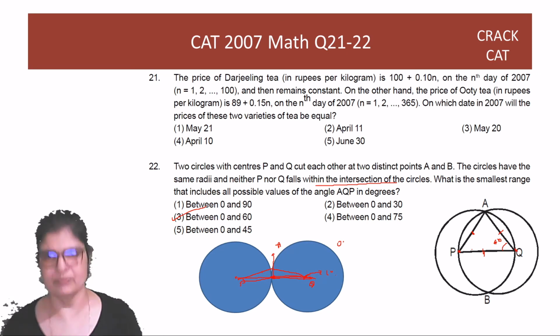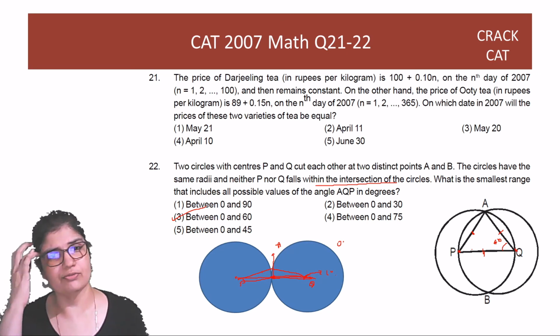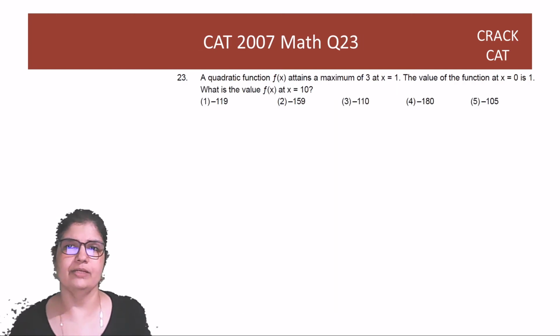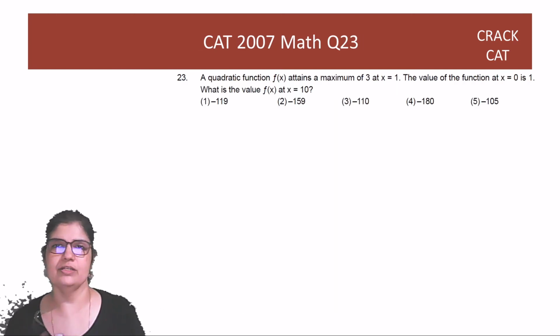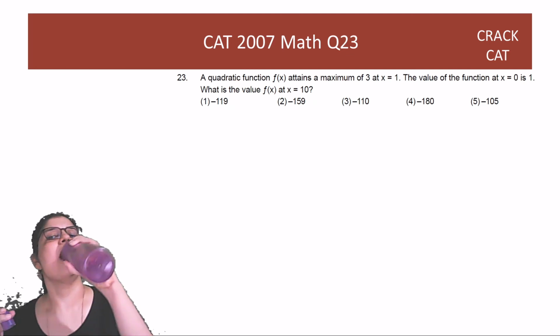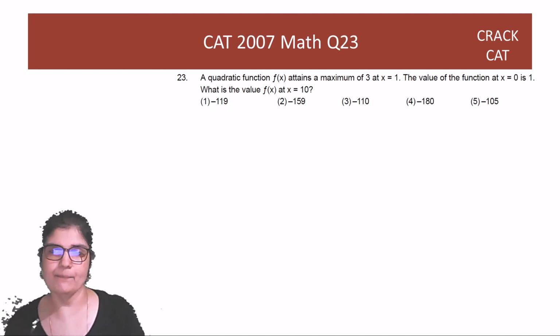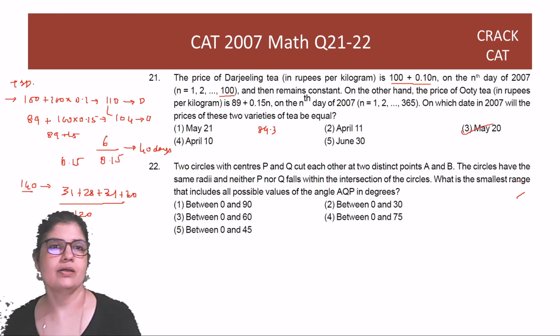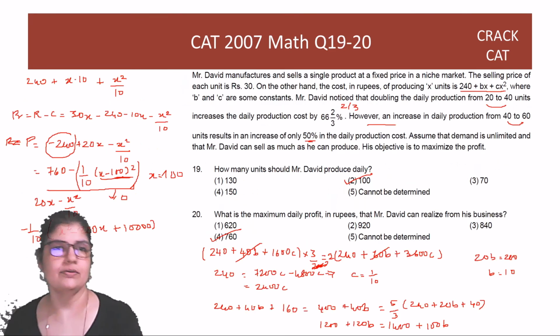So both these questions, guys, were not too tough. 21, 22 you should have attempted. 23, a quadratic function attains a maximum. Now we just did something here, not here, sorry, here, right?